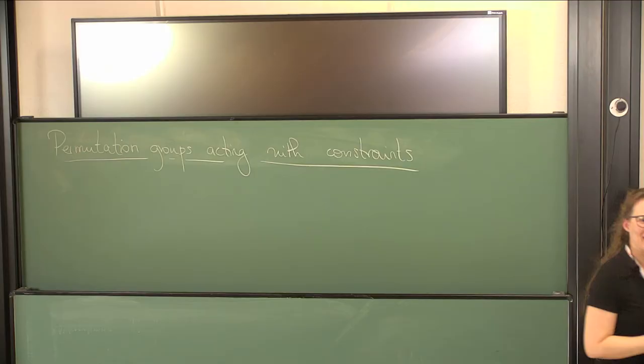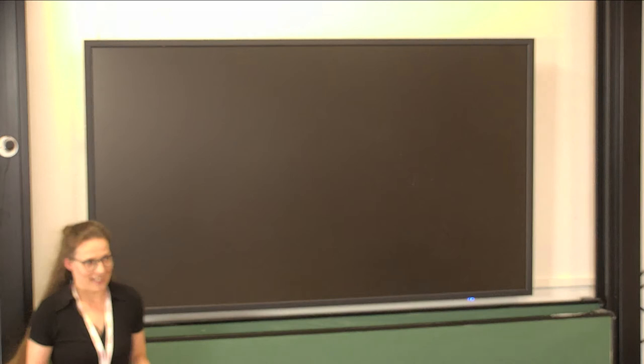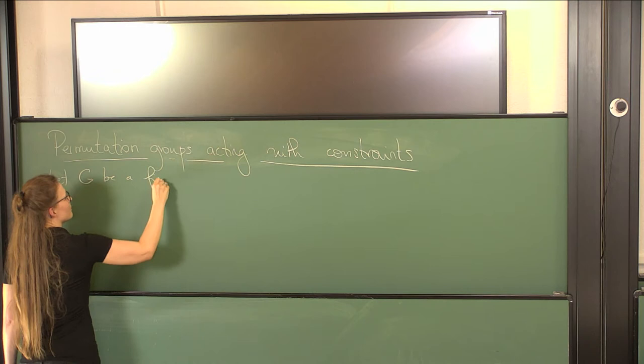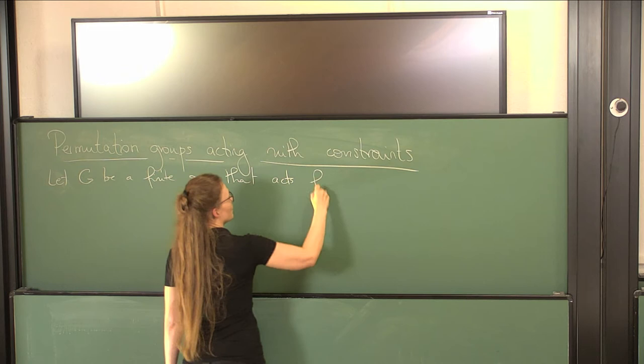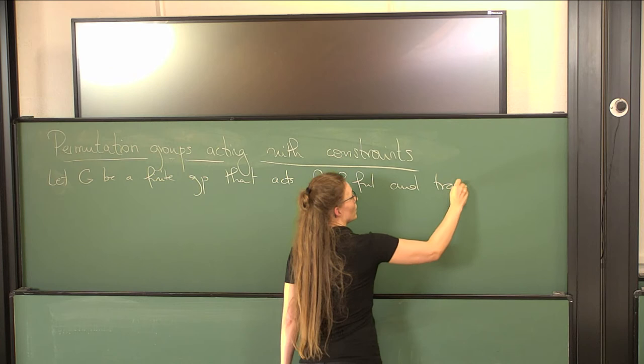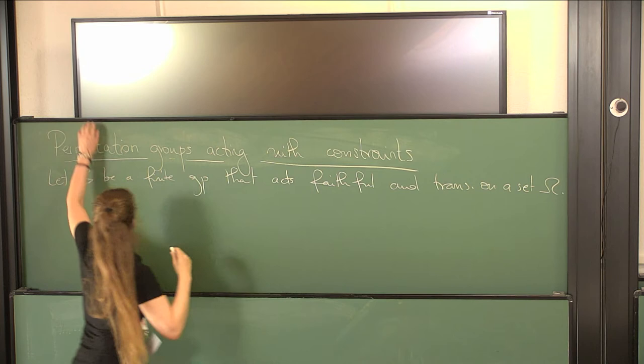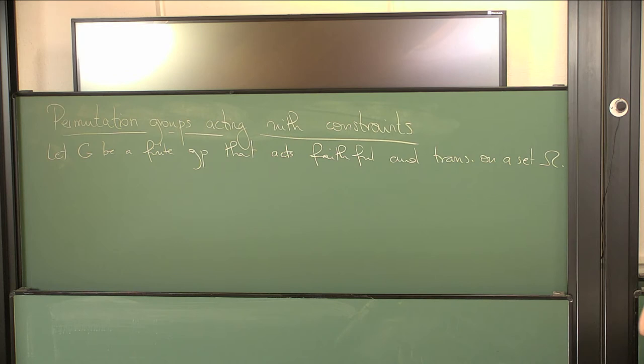For this talk, I will always talk about a finite group G acting on a set omega, and the action is supposed to be faithful and transitive. So I will never mention these letters again. It's like this now and forever. And I would like to make you curious about what I mean with acting with constraints by giving some examples.